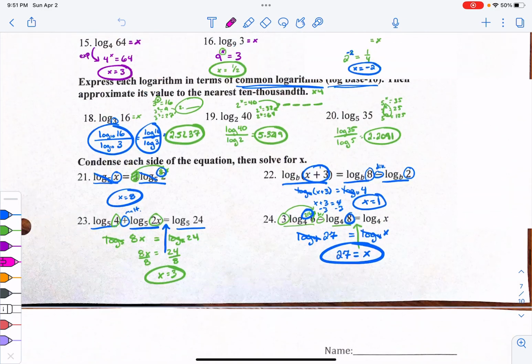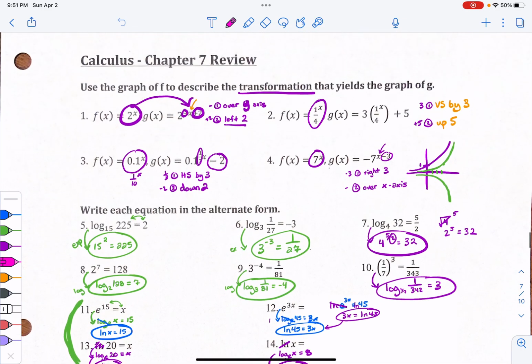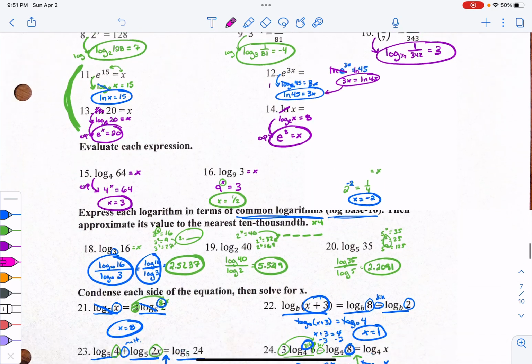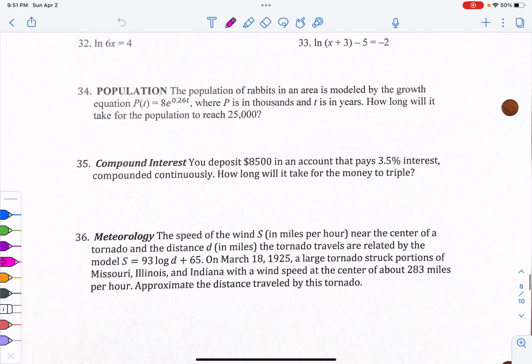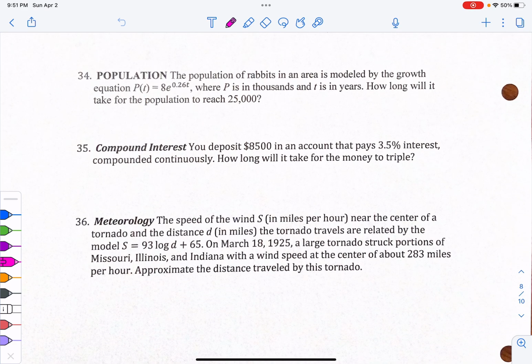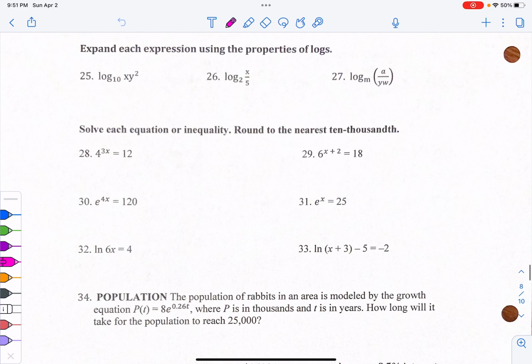Okay, Calc, this is the second half of the Chapter 7 review. We started yesterday and we did the front side. And so now we've got a few problems to do on the back side and the story problems also to go along with it. So here we go, 25.